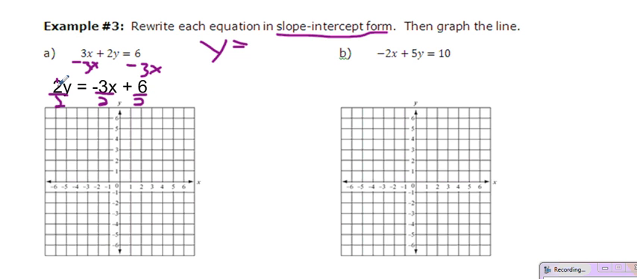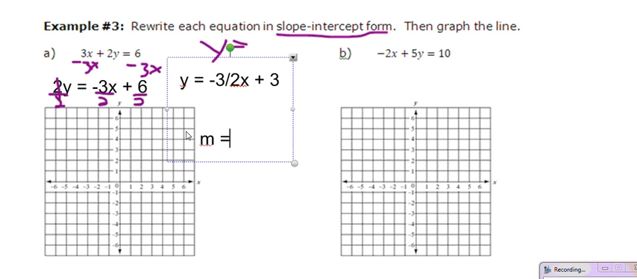So when I do that, the 2's cancel out. So I'm left with y equals, now negative 3 divided by 2 is just negative 3 halves. It doesn't come out nicely, but we want to leave it as a fraction. And 6 divided by 2 is 3, so plus 3. So now I've got my equation. I know that my slope is negative 3 over 2. My y-intercept is positive 3.